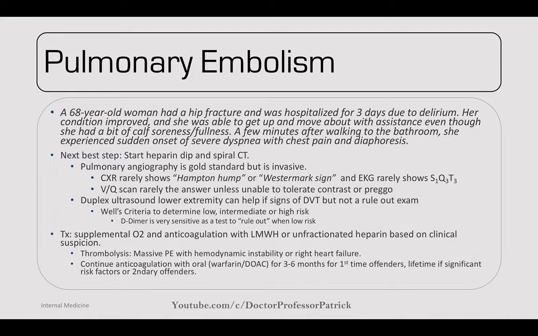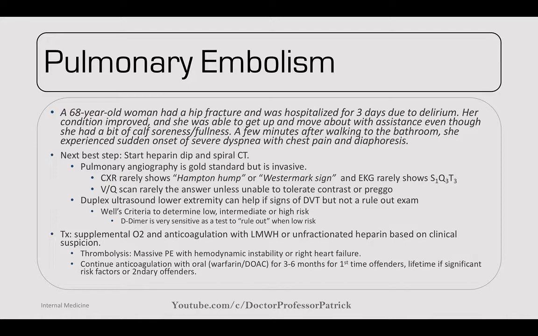So pulmonary angiography is the gold standard, but it's invasive. Chest x-ray rarely shows the signs like a Hampton's hump or a Westermark sign, and EKG rarely shows an S1Q3T3 sign. You can do a VQ scan, but that's rarely the answer unless they're unable to tolerate contrast or they're pregnant.